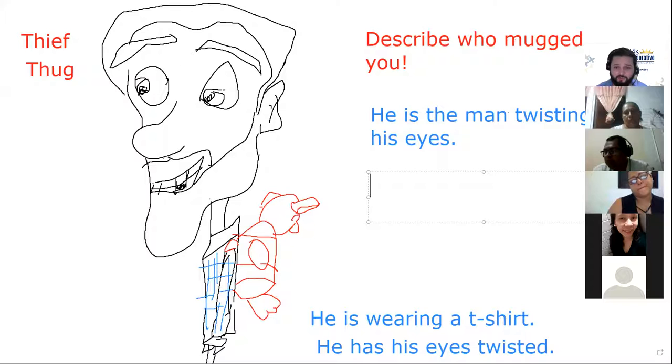Okay, now what is the structure then, guys? We have a? Object. All right, what else do we have? To be. Subject plus.